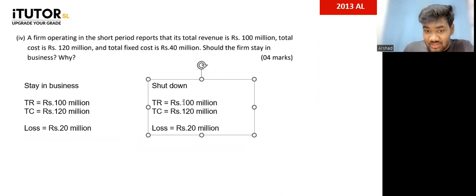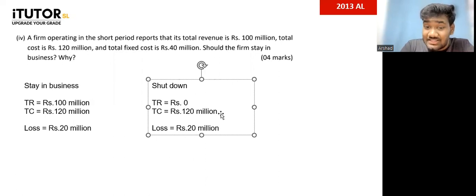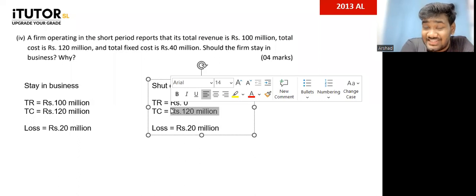If they shut down, how much is their total revenue? Total revenue is 0. How much is their total cost? Is their total cost also 0? This is the point that you need to know. Shutting down is a temporary closure, as I explained last week. When you shut down, you can avoid your variable cost. But can you avoid your fixed cost?